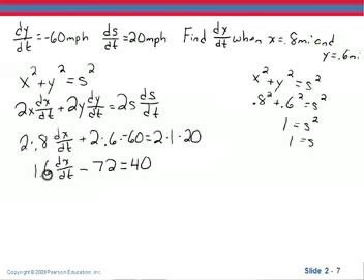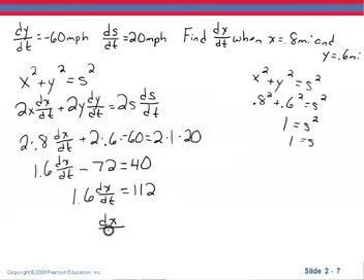Now we're solving here just a linear equation, so we want to add 72 to both sides so that our 1.6 dx/dt will be by itself. And so if I add 72 to 40, I will get 112. Now I want the dx/dt by itself, so I'll divide both sides by 1.6. And when you divide 112 by 1.6, you will get 70. So the car that the police are chasing is traveling at 70 miles per hour.